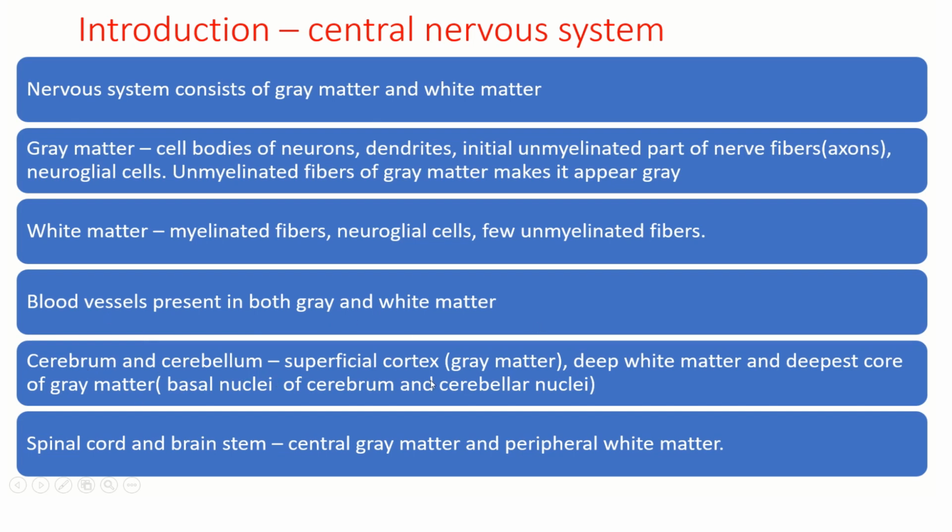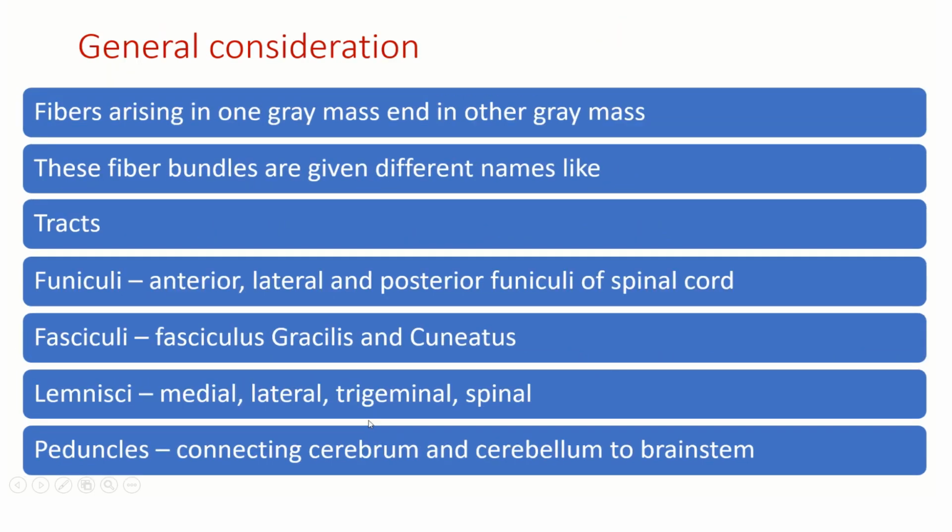In the cerebrum and cerebellum, the organization is different. There is a superficial cortex, which is gray matter, then deep white matter, and the deepest core of gray matter, which is the subcortical gray matter, like the basal nuclei of the cerebrum and deep cerebellar nuclei. Whereas in primitive nervous tissue like the spinal cord and brainstem, you can see there is central gray matter and peripheral white matter.